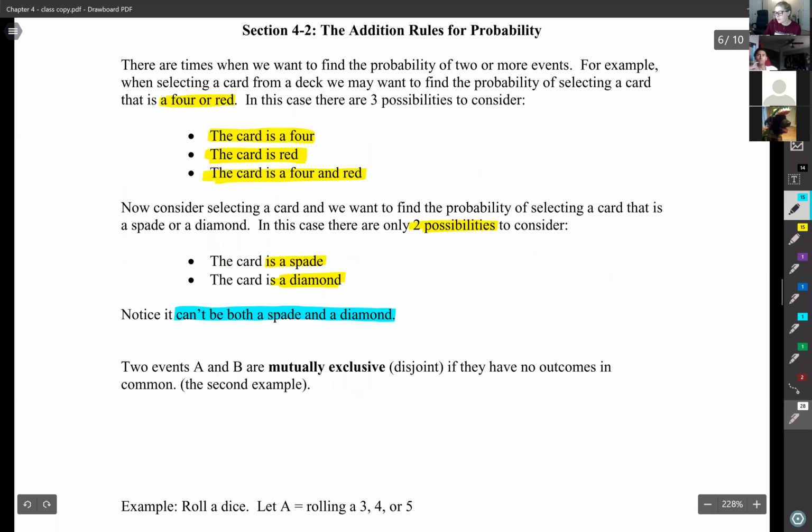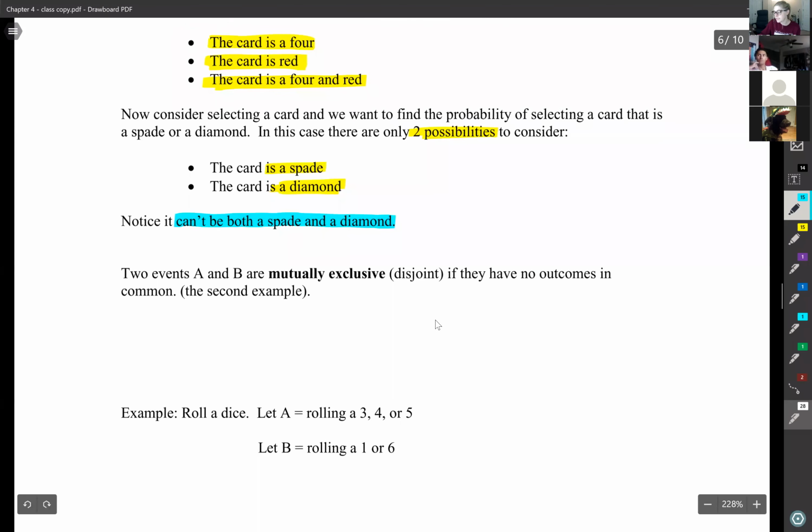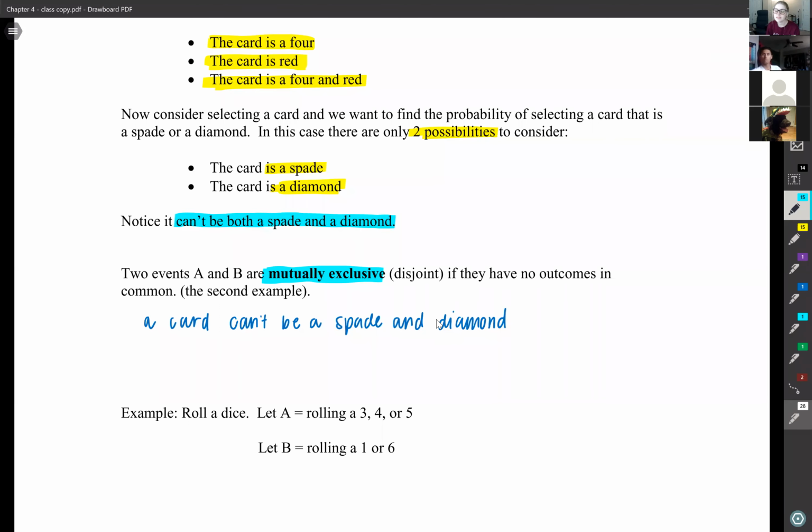And this gets us into talking about different types of events. So two events, A and B, are called mutually exclusive or disjoint if they have no outcomes in common, which refers to our second example up there. And that really just talked about how a card can't be a spade and diamond. And because those events don't overlap at all, we would call those mutually exclusive. Means they can't happen at the same time, or there's no outcomes in common.